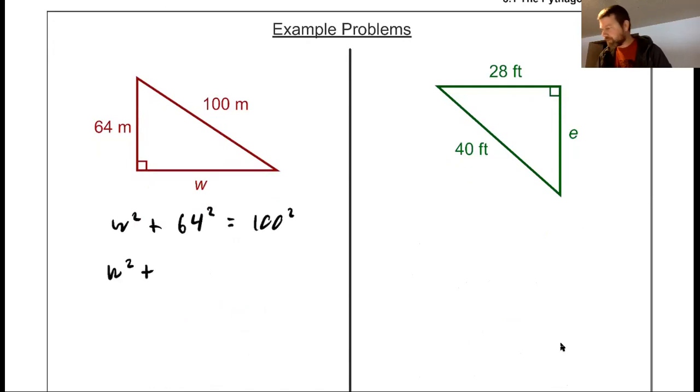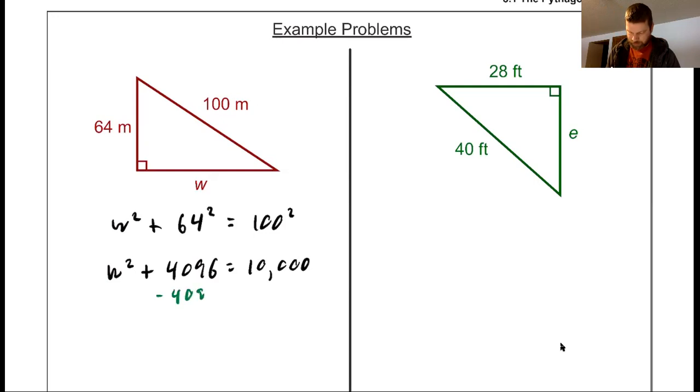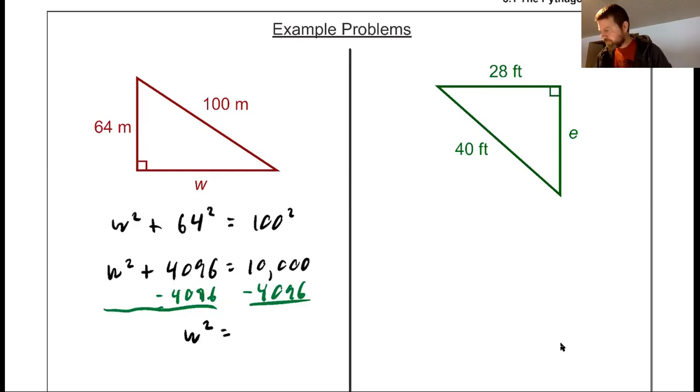W squared plus, that's a big number, 64 squared is 4,096. 100 squared is 10,000. I want to get W by itself, so I'm going to subtract 4096 from both sides. W squared equals 5904. You can see a calculator would probably be useful for this section. And then we take the square root of both sides. About 76.84.